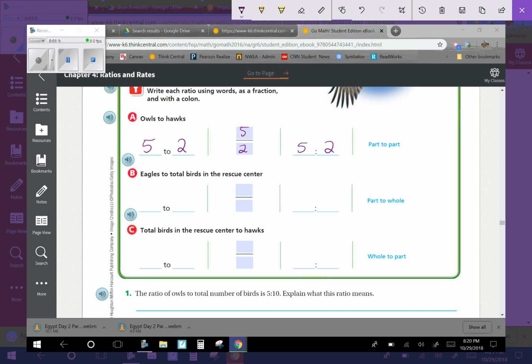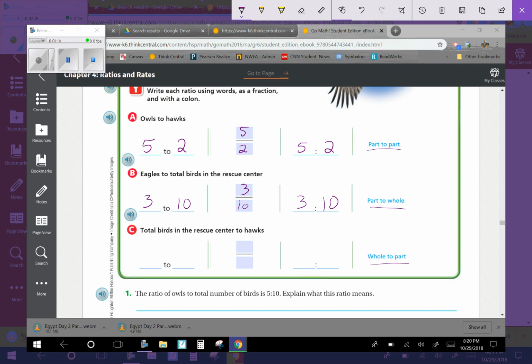B is part to whole. So eagles to total birds in the rescue center. There are 3 eagles, but to find the total, we have to add them all up. So 3 plus 2 is 5, plus 5 is 10. So it's 3 to 10. That's part to whole. We write it as 3 over 10 and 3 colon 10. Okay, again, part to part was the first one, part to whole is the second.